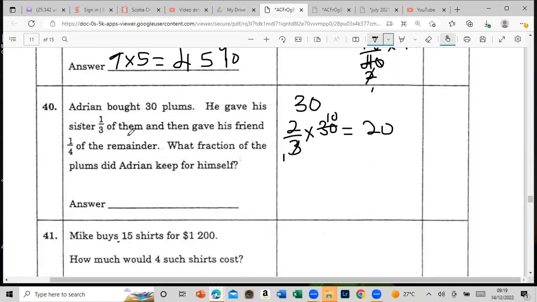Then he gave his friend 1/4 of the remainder. So that means he keeps 3/4. So if you give away 1/4, you keep 3/4. Right? And guys, if you don't understand why I'm getting 3/4, go back to my earlier videos. Alright? So 3 times 5 is 15, so he keeps 15 for himself.